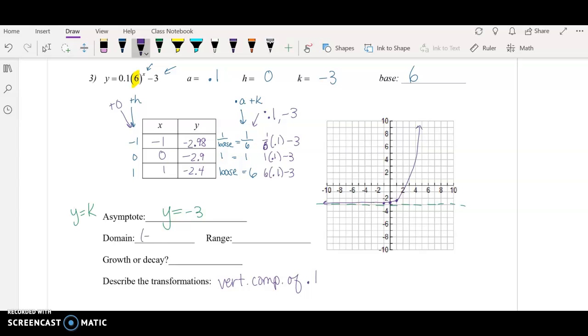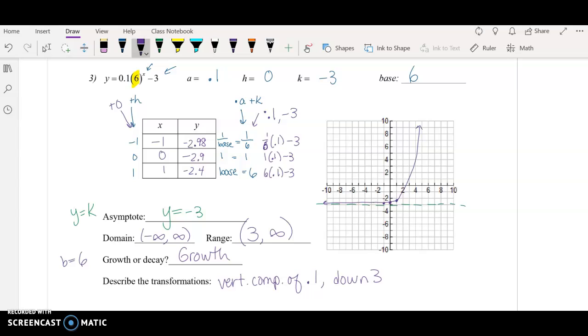Your domain is always going to be negative to positive infinity for your exponentials because you can go left and right on your graph forever. Your range is low to high, so your graph gets super close to -3 but never touches it, and it's pointing up forever, so up to positive infinity. This one, my base is 6, which means this is going to be an exponential growth function. And we already talked about the vertical compression of 0.1. We also have moved our graph down by 3 because of that k value.